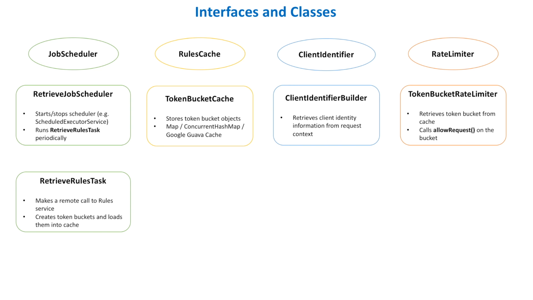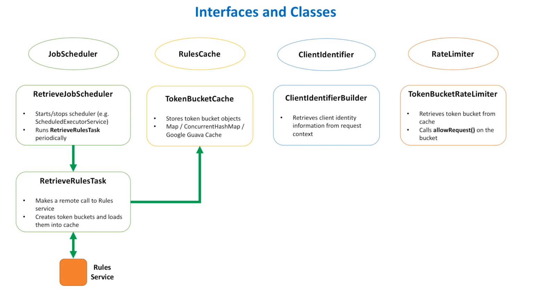Let's look at how these components interact with each other. Hopefully, it will help you better remember all the components. Retrieve job scheduler runs retrieve rules task, which makes a remote call to the rules service. It then creates token buckets and puts them into the cache.